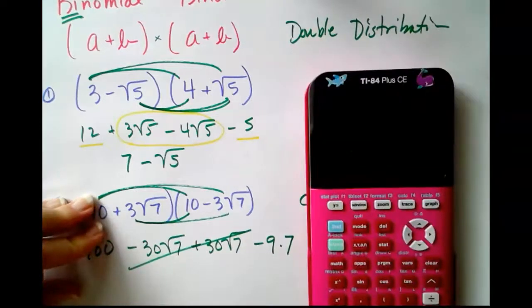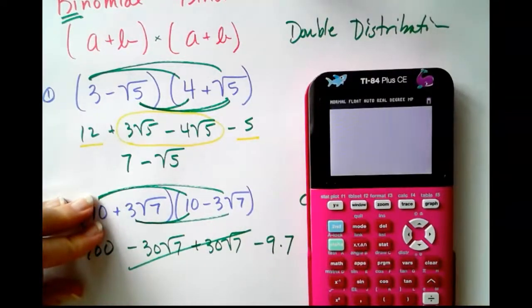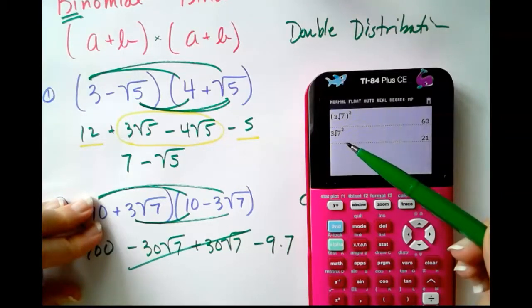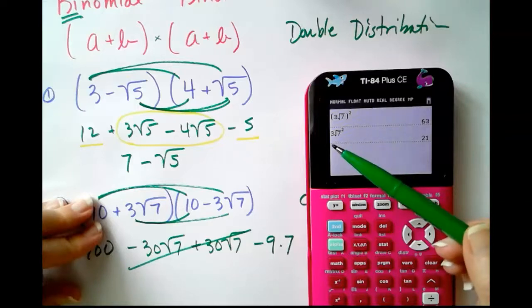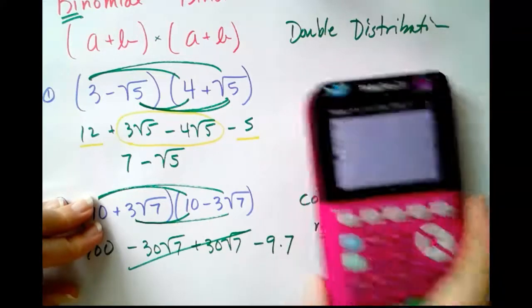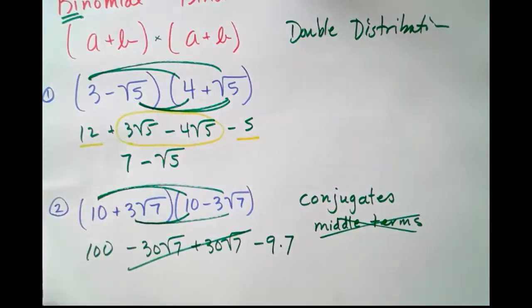If you want to see that on the calculator, this is how you would enter it. You would say parentheses, 3 square root 7, close those parentheses, and then square it. That's what's going to give you 63. If you don't use the parentheses, watch what happens. 3 square root 7, and then squared, you only end up with 21. Without the parentheses, you're only squaring the radical, not the coefficient. You cannot overuse parentheses, so pay attention to that little fact.